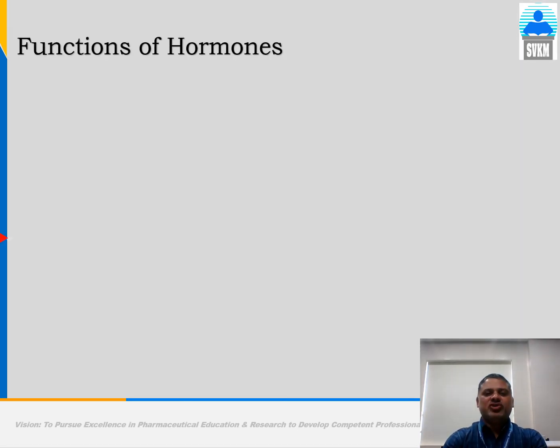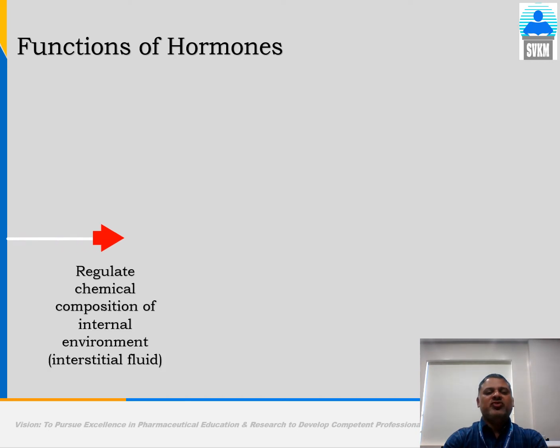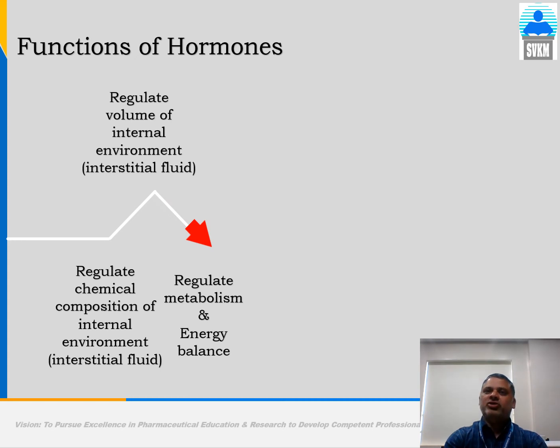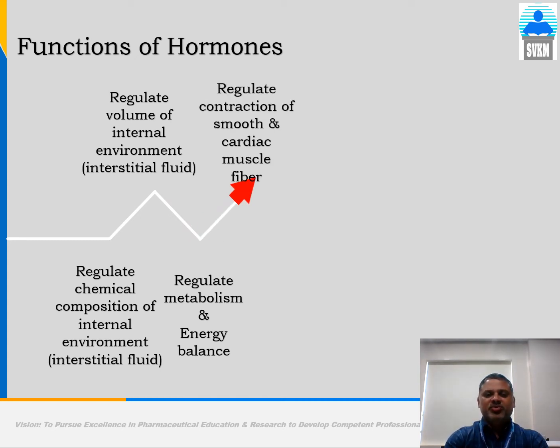Now the functions of the hormones. The basic function of the hormones is to regulate the chemical composition and the volume of the internal environment, that is, the interstitial fluid. They also regulate the metabolism and energy balance of the body, and regulate the contraction of smooth muscle as well as cardiac muscle fiber.